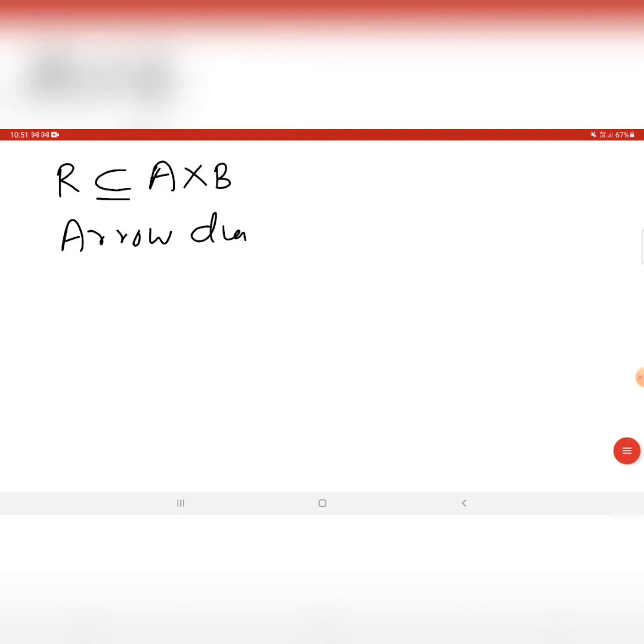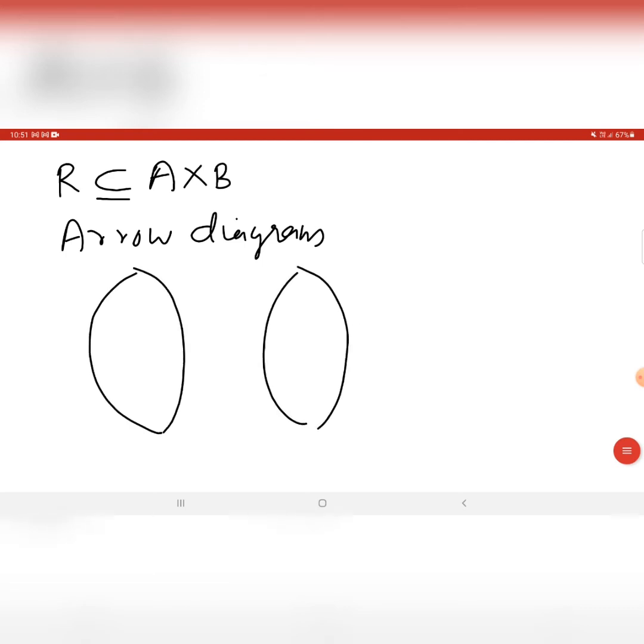Arrow diagram. See, we use oval shapes to mention the sets. In the example, we have taken P and Q, so we can write P and Q, and we are going to define a relation from P to Q. That's why we will keep one arrow mark, and here you write R. That's why it is an arrow diagram.